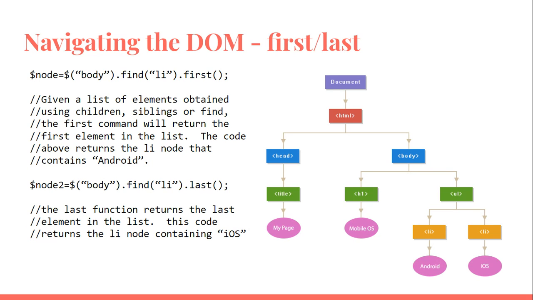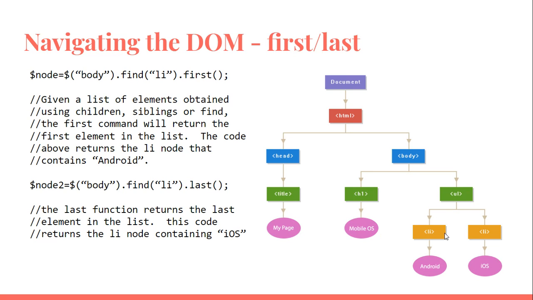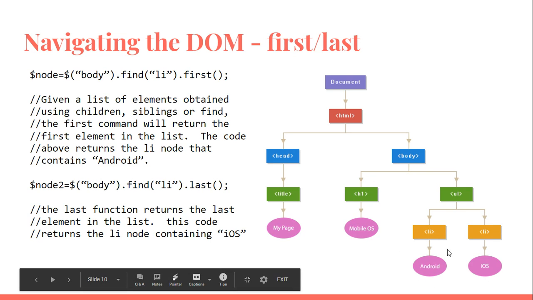First and last is also used for accessing or navigating the DOM. So in this case, when I get a list of something, so if I go into the body and I find the LI tags, here they are, I find these two LI tags. So remember, they're coming back to me in a list. If I say find li dot first, then it's finding this LI tag, the one that contains Android. And if I do body dot find li dot last, then I get the last thing in the list, which is this one that contains the iOS text.